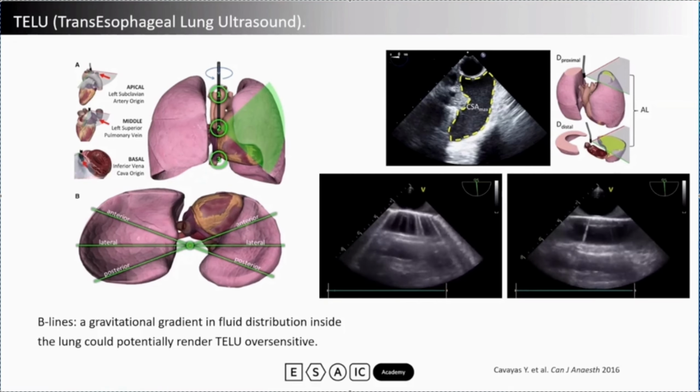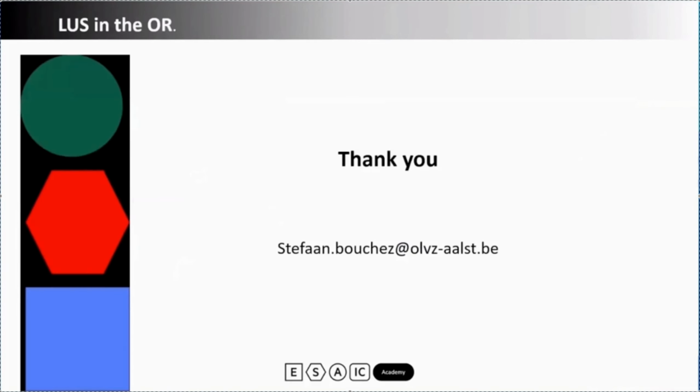One thing I need to mention, that transesophageal lung ultrasound has a disadvantage, that you always look at the posterior side or almost the posterior side of the lung, and there is a gravitational gradient, so the TLU can be oversensitive in terms of B lines and the diagnosis of cardiogenic interstitial syndrome, so you have to be careful with it. And I would like to thank you for your attention.